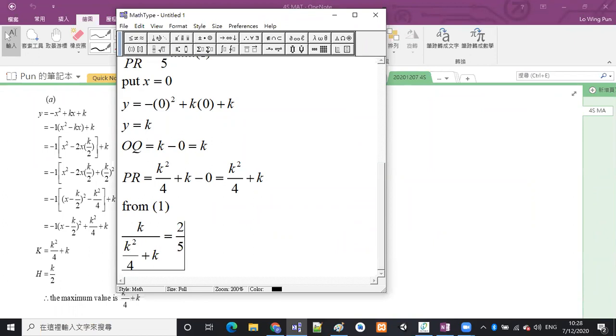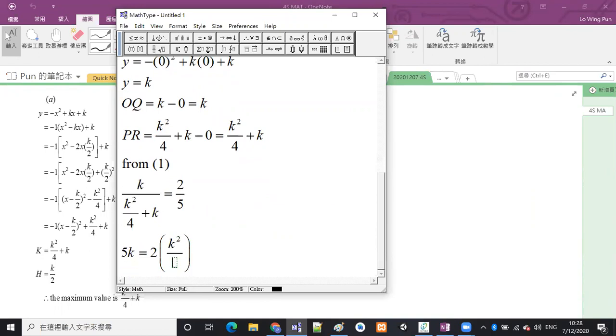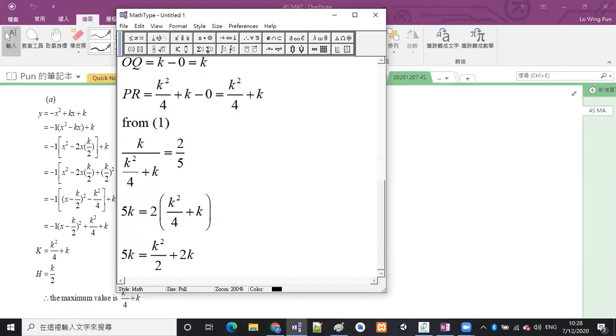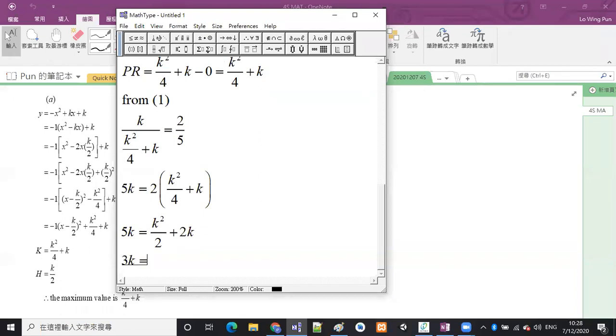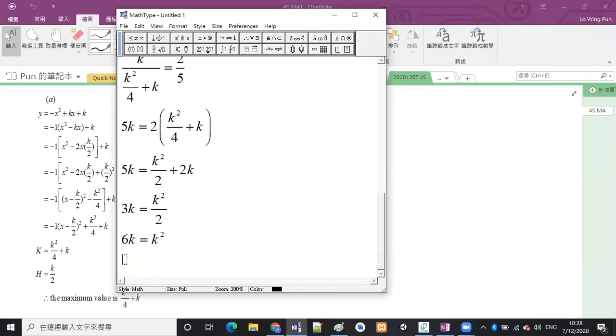Okay? And then we just multiply the denominators to the opposite side. So 5 times k will be 2 times k squared over 4 plus k. Okay? And then you just multiply the 2 into the bracket. It becomes k squared over 2 plus 2k. And then we will have 3k equals k squared over 2. And 6k equals k squared. And then you'll find that k is equal to 0 or k is equal to 6.